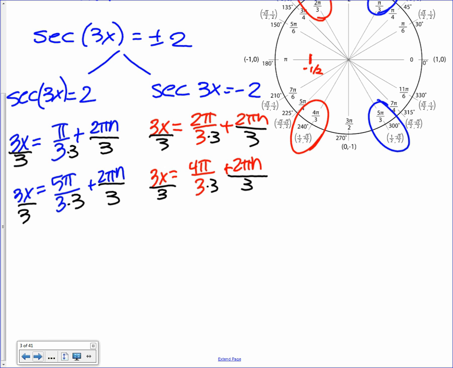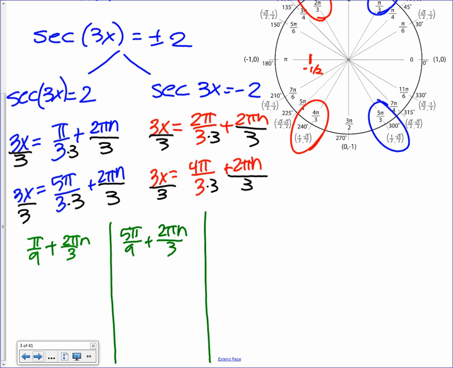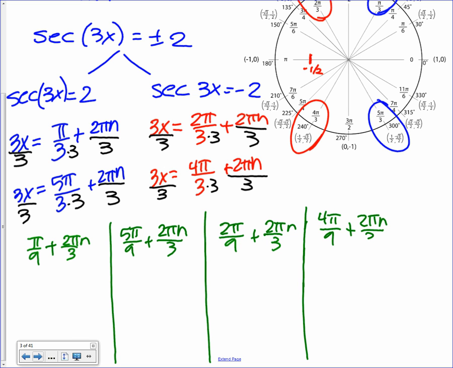Okay, I'm going to make myself a chart here, and I end up with, let's see, pi over 9 plus 2 pi n over 3. That's going to be one set. All right, and then I'm going to have 5 pi over 9 plus 2 pi n over 3. And then I'm going to have 2 pi over 9 plus 2 pi n over 3. And 4 pi over 9 plus 2 pi n over 3.